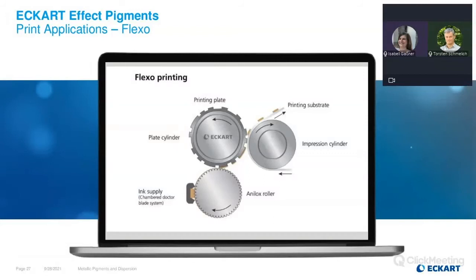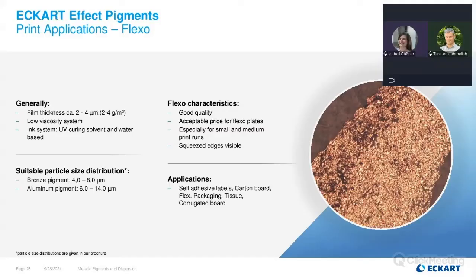Meanwhile, flexo has very high quality levels, thanks to the development of new printing plate materials in the past 20 years, offering excellent quality levels. In general, the film thickness for flexo printing is a bit lower than for gravure. We say approximately 2 to 4 micron is the wet film application.